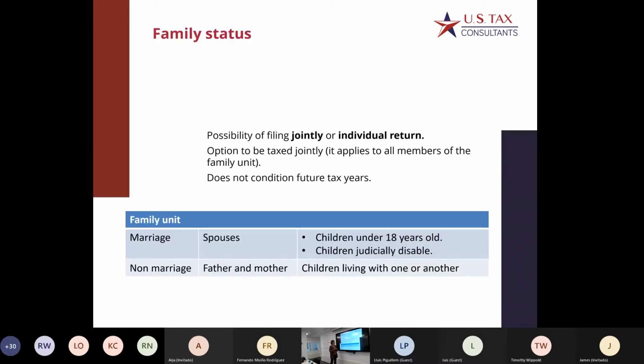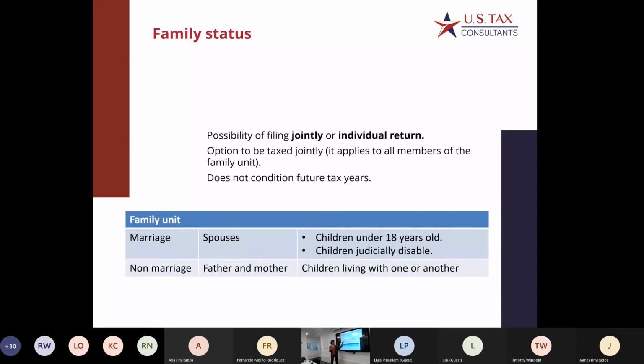Okay, this is completely different from the US tax return, okay? You can file jointly or individually. In Spain, more or less the general rule is if your spouse doesn't have any income, it's better to file jointly. But if your spouse has income, it's much better to file an individual tax return, okay? That's completely different from the US. That's the general rule.